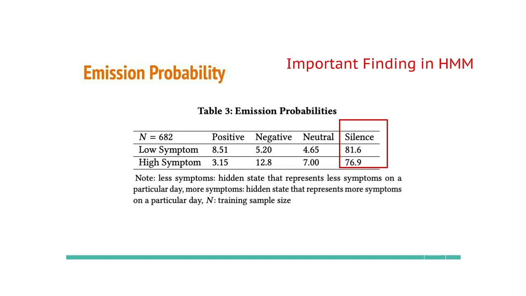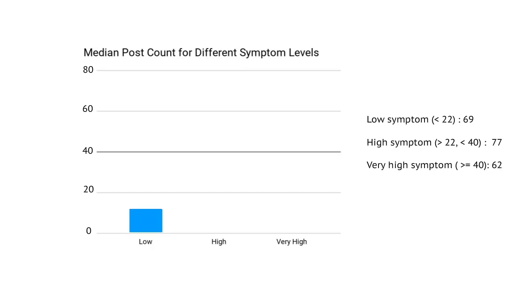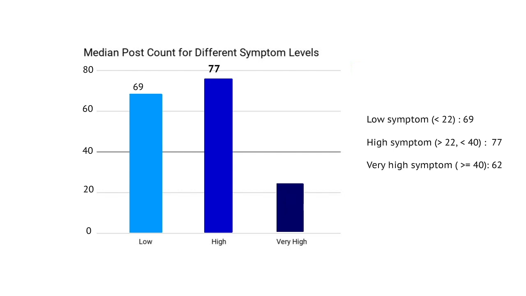But why does this model have a low recall rate? We see that people who have high symptom level post more. But for people who have very severe depressive symptoms, it's likely that most of their daily mood is silence, because people who are very depressed just don't have the energy to do anything. We did some follow-up analysis. The median post count for participants with a low depressive symptom score, which is lower than 22, is 69. For those with high symptom score, which is higher than 22 but lower than 40, their median post count is 77. For those with extremely high symptom score, which is higher than 40, their median post count is 62.